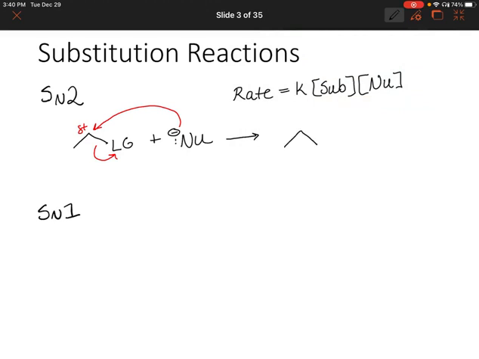So we end up with two new products. The first product now has the nucleophile attached to that partially positive carbon, and the leaving group took electrons with it, so it's now negatively charged.